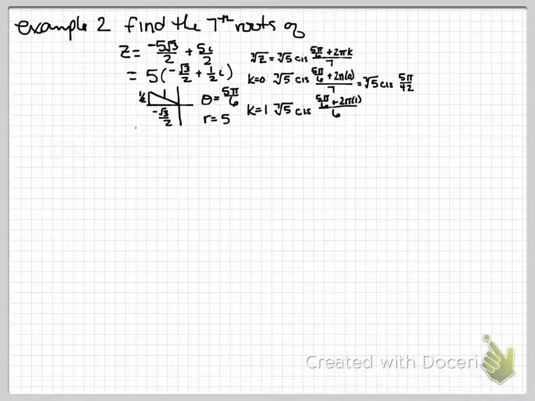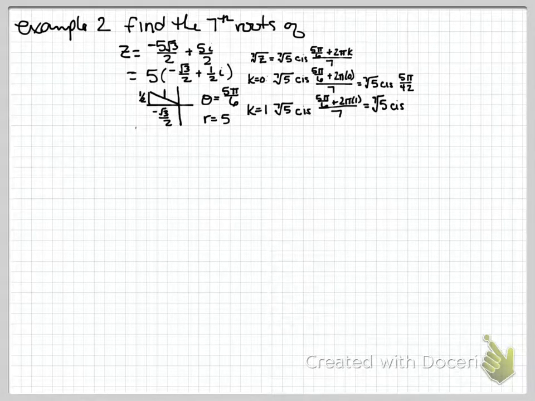So 5 pi over 6 plus 2 pi, change the 2 pi to a common denominator, so it's going to be 12 over 6, becomes 17 pi over 6. Oh, and nobody caught me. I put 6 down there, and I need to put a 7 over 7. Again, I'm going to have that 6 over 7 again, so I'm going to have a denominator of 42. So my answer is going to be 7th root of 5, CIS.